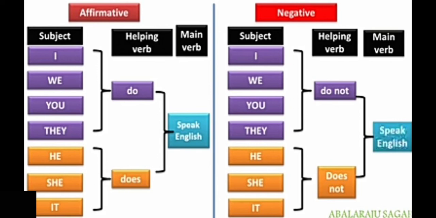In affirmative sentences, subject plus helping verb plus main verb. For example, here I is subject. I'll read them: I, we, you, they, he, she, it. These are pronouns. They can be used as subject. And helping verbs, there are two, do and does. And main verb, anyone can be used: go, went, sleep, eat, speak, run, jump, and so on. Anyone can be used.